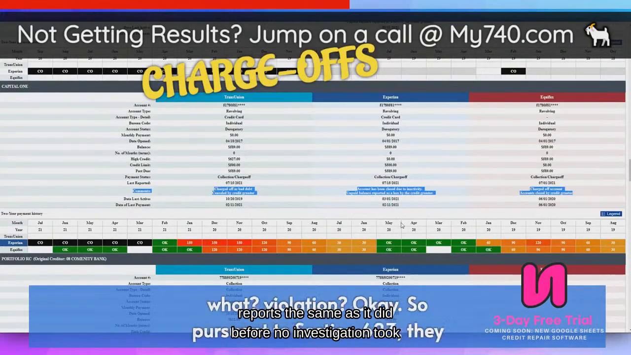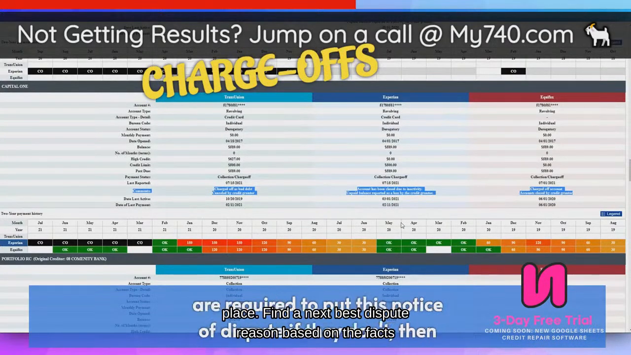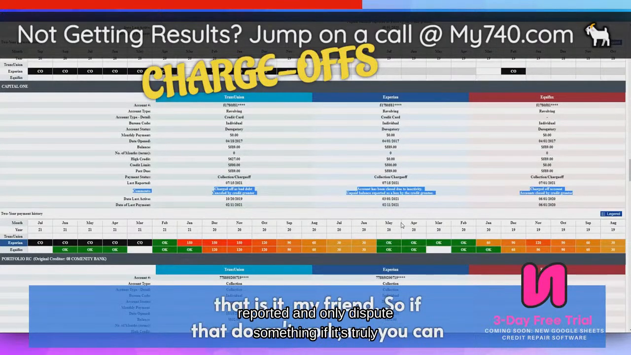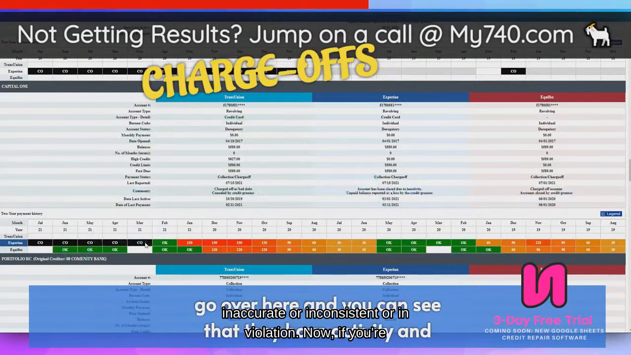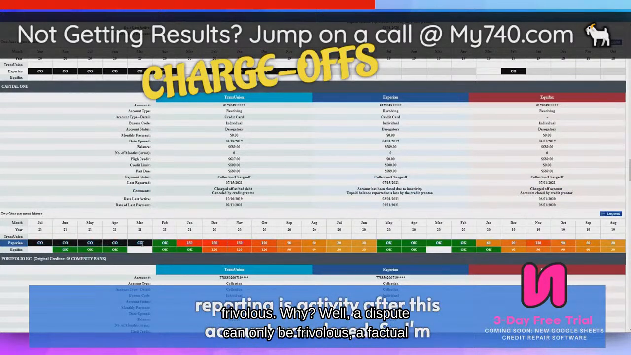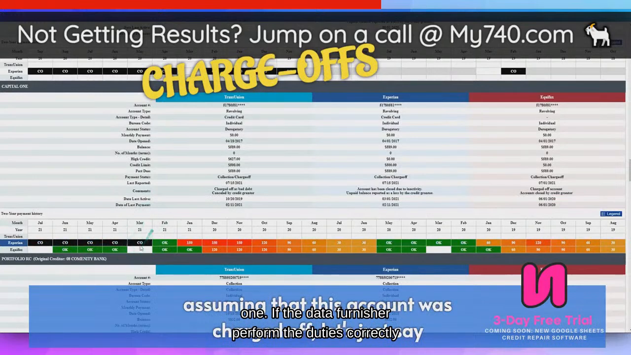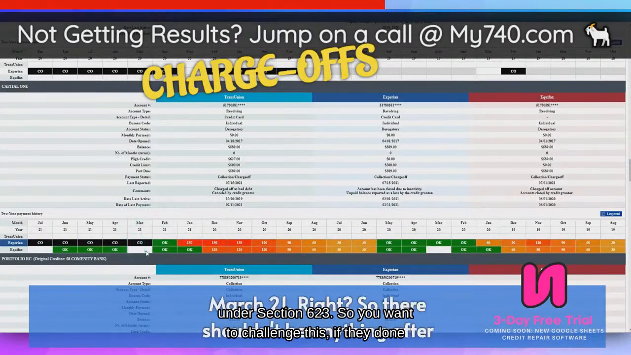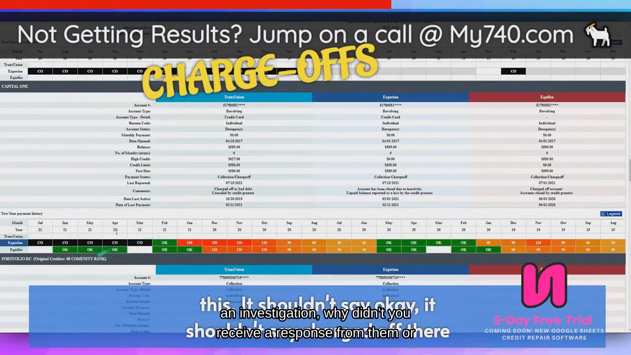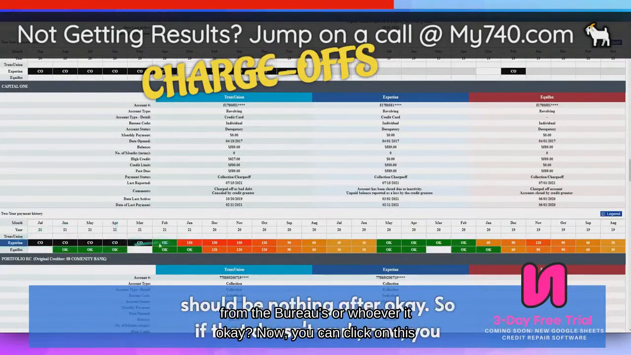If it's not, then guess what? Boop, violation. Okay. So pursuant to section 623, they are required to put this notice of dispute. If they don't, then that is it, my friend. So if that doesn't work, now you can go over here and you can say that they have activity reporting after this account was closed. So I'm assuming that this account was charged off, let's just say March 21, right? So there shouldn't be anything after this. It shouldn't say okay. It shouldn't say charged off. There should be nothing after, okay?